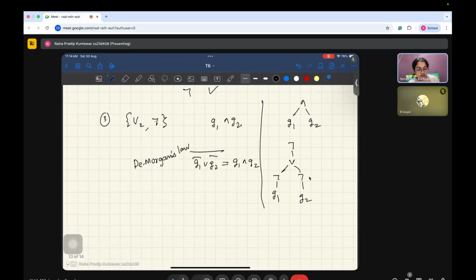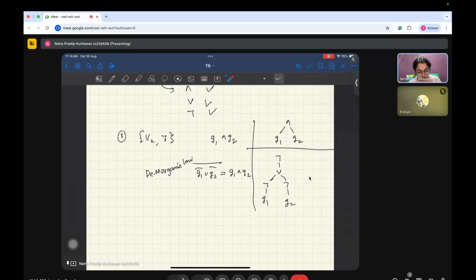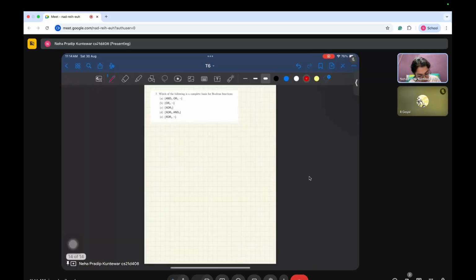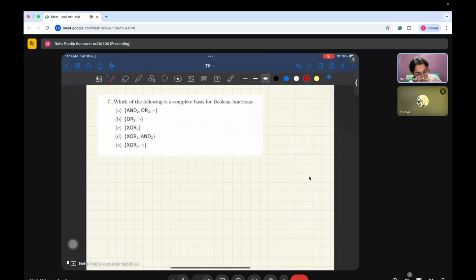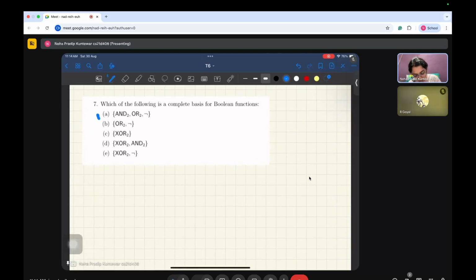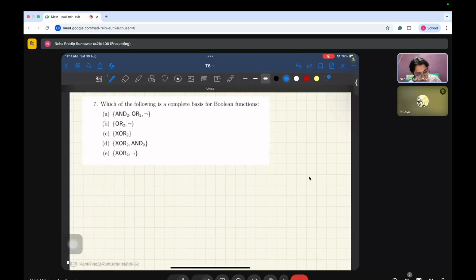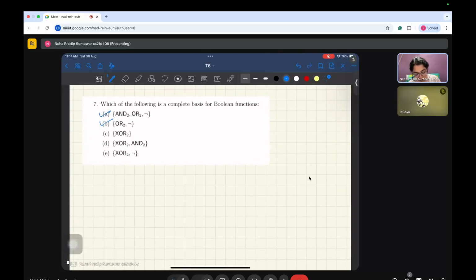So this is equivalent to computing this particular function, and then for G1 and G2 we will iteratively do the same thing. So this is also complete. Some of these we already did, so we know that this is complete, this is complete.